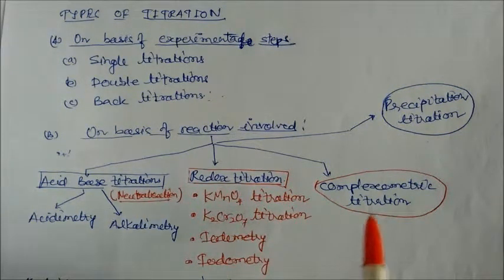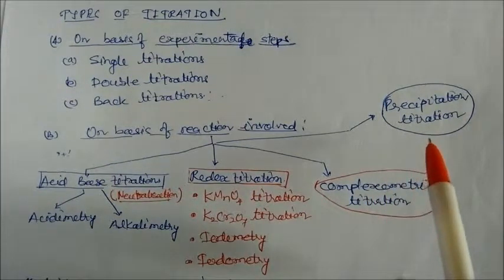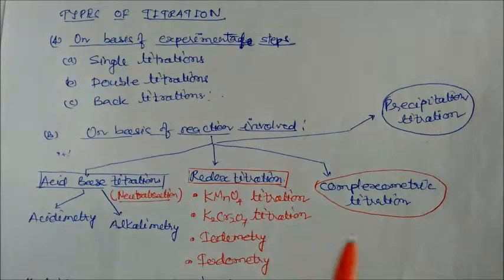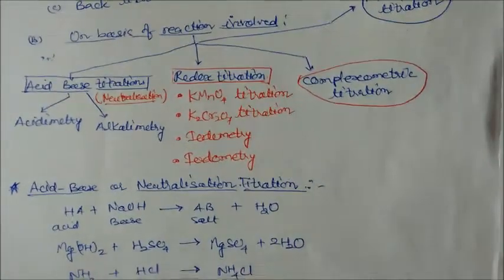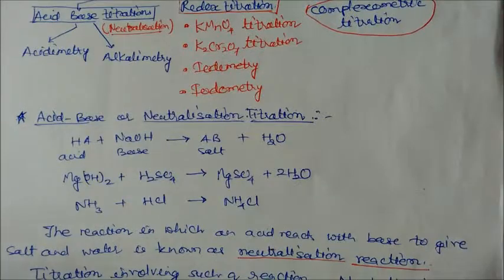Complexometric titration is another type of titration. Precipitation titration is also another type of titration. We will see the meaning and an example for each and every titration very clearly in the next topic. So let us see what an acid base or neutralization titration is.